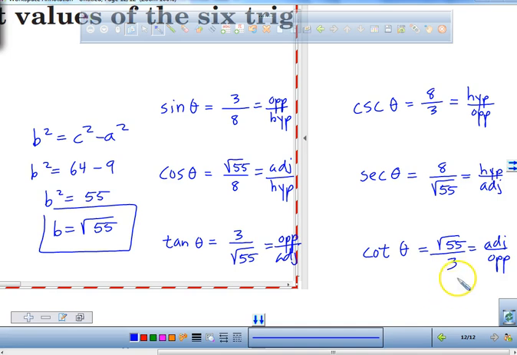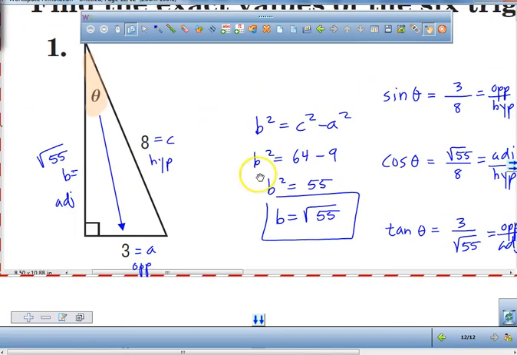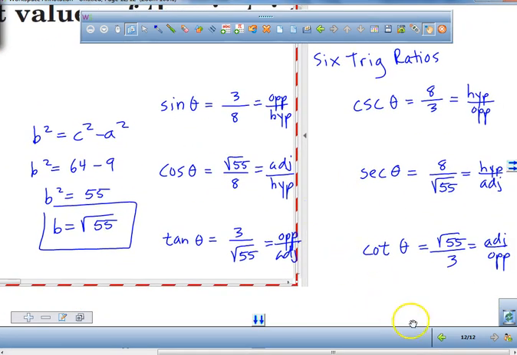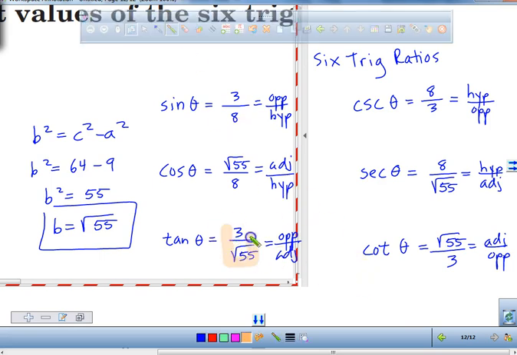Now at this point, these are all of our 6 trig ratios. This is all 6 of them for our problem with this triangle right here. Now only 2 of them are not simplified. The ones that are not considered to be technically simplified are this one right here and this one right here.